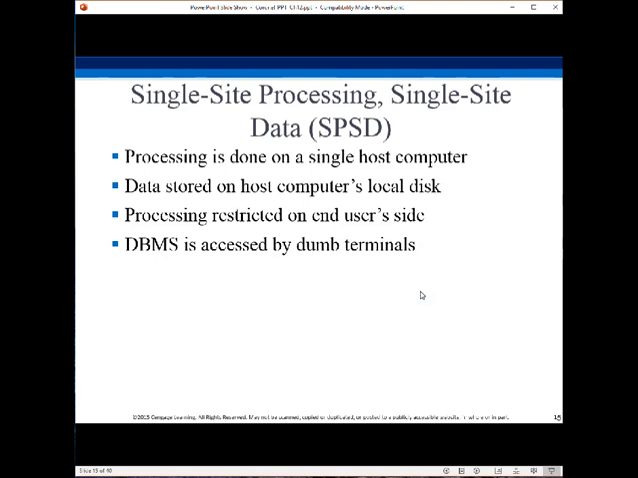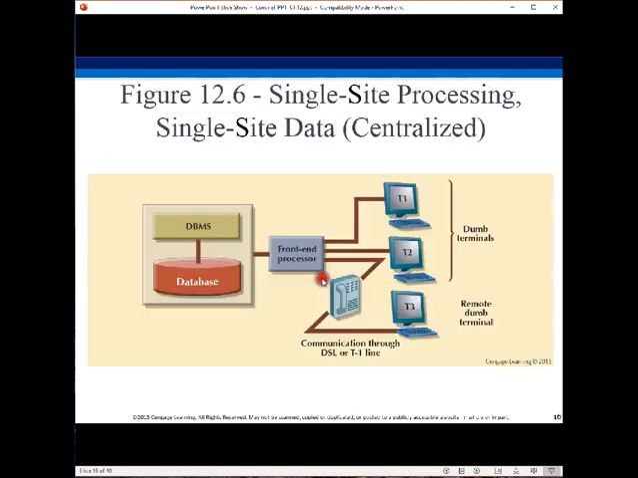So one of the options for databases is the centralized approach, where processing is done on a single host computer and data is stored on a single host computer. And then the users access the database through, in effect, dumb terminals. Here's a graphic of exactly that situation.